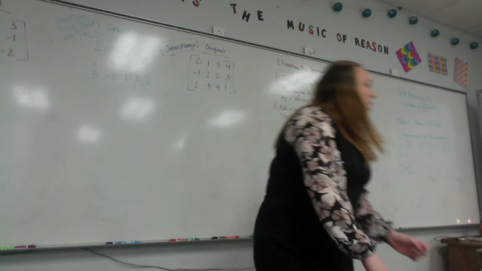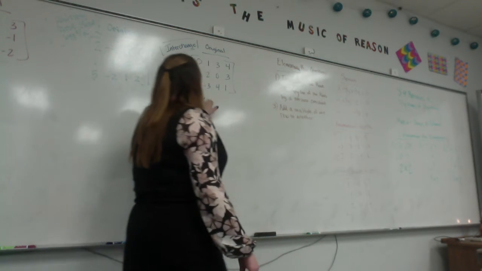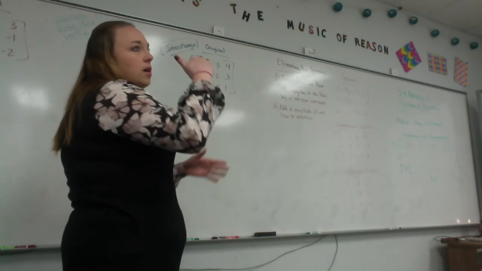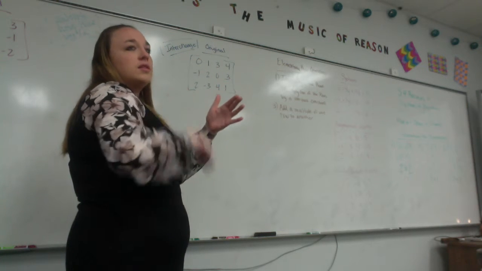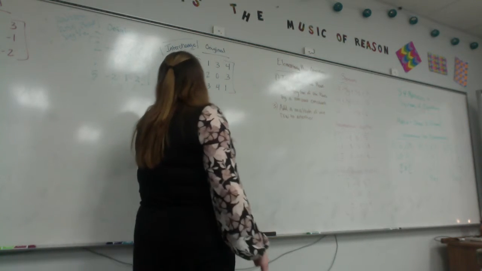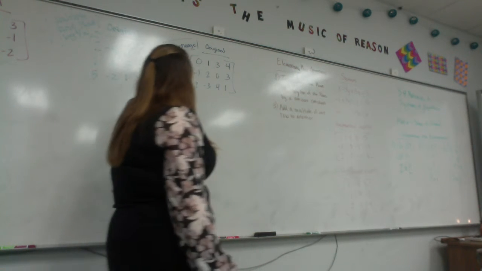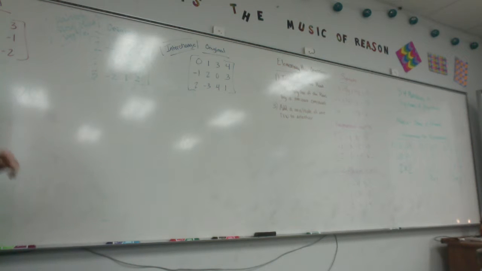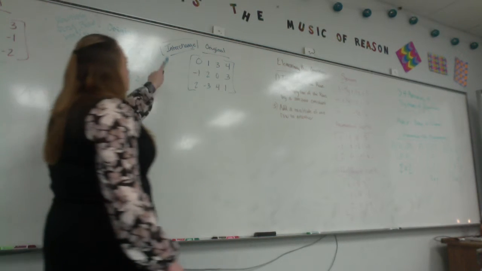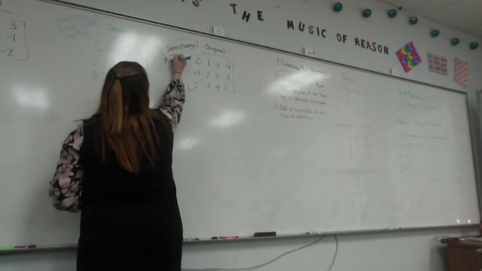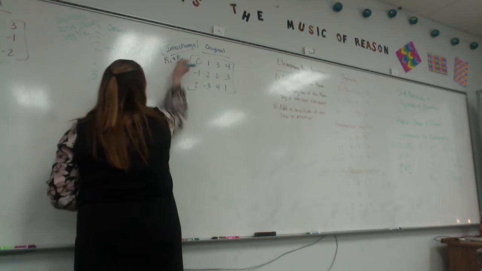So we're going to start with an original. I am going to erase these in a minute so that we can do ones that have 2 or 3 things together, okay? So if this is my original matrix, 0, 1, 3, 4, negative 1, 2, 0, 3, 2, negative 3, 4, 1, and I want to just interchange, let's say I want to interchange row 1 and row 2. How would I rewrite that?